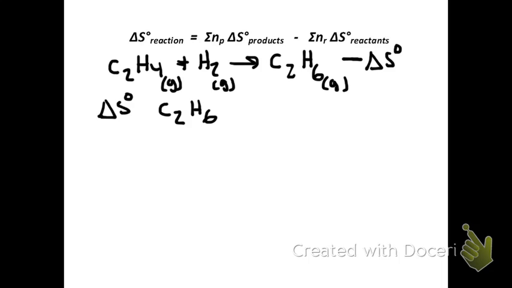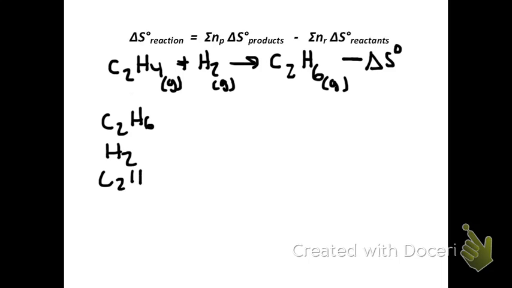Let's list everything first. Okay, so we've got C2H6, we've got H2, and we've got C2H4. And the delta S values for each one of these, which again will be given to you, this one is 230, this one is 220, and this one is 131. Right?